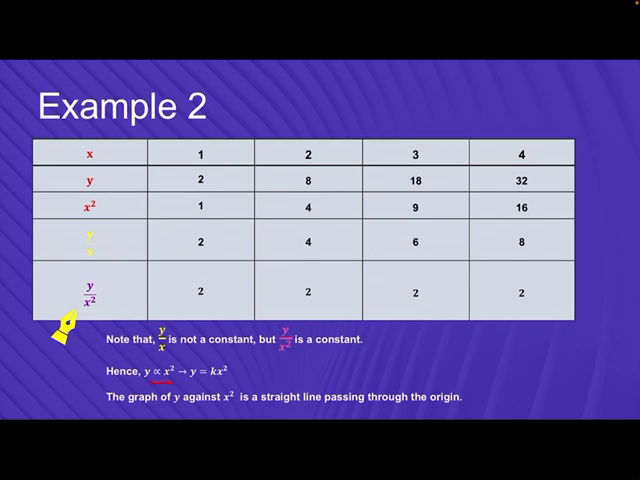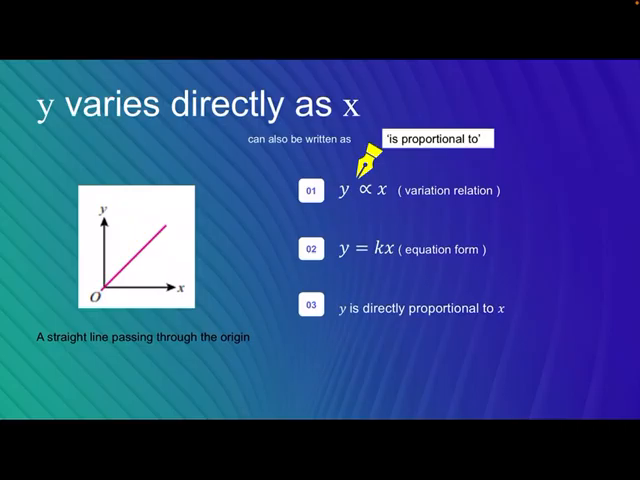Something I forgot to tell you just now, so go back to the previous slide. For direct variation, you will get a straight line graph passing through the origin. It must pass through the origin. You cannot just simply have a straight line with different y-intercepts other than 0.